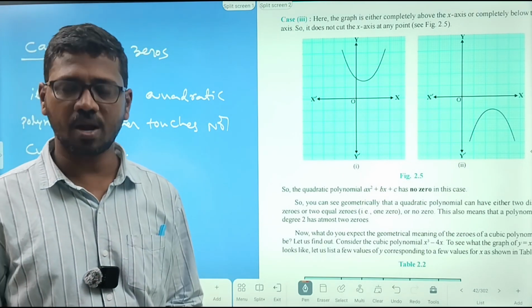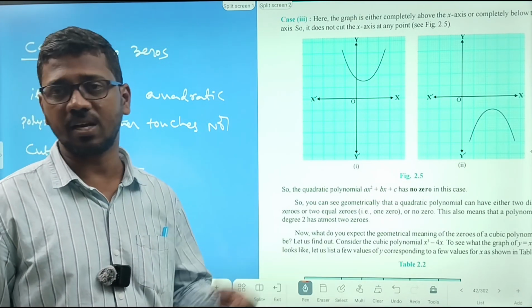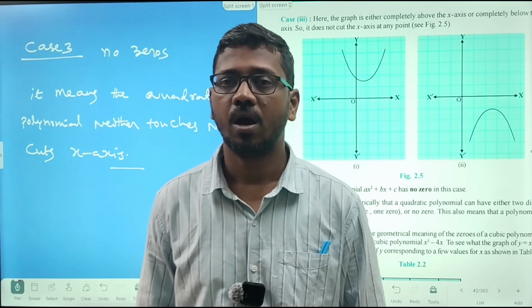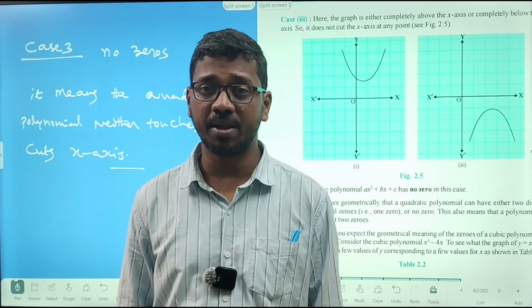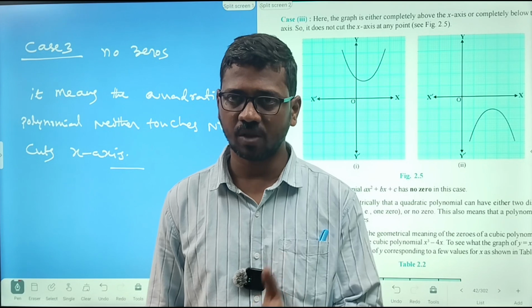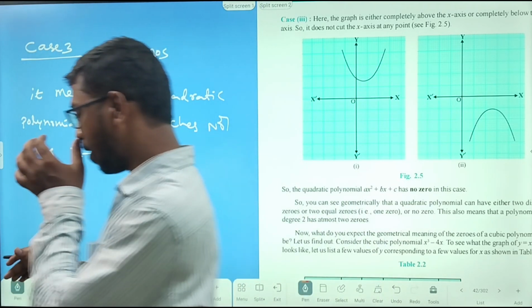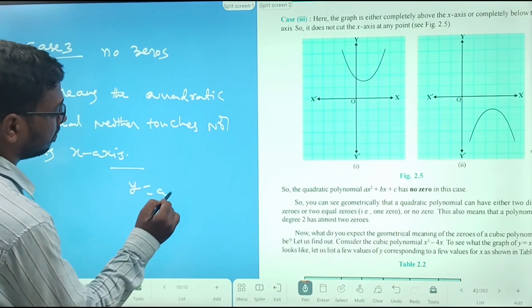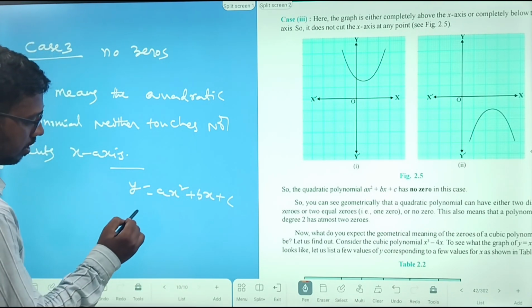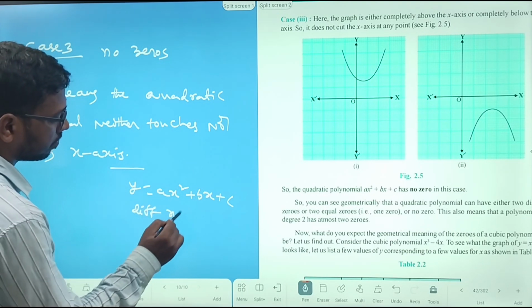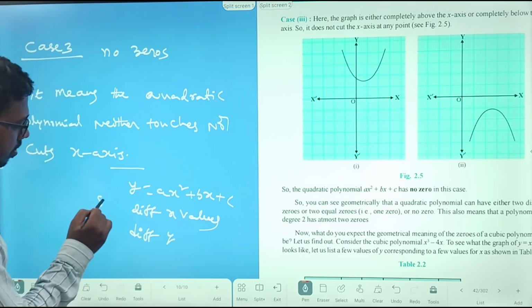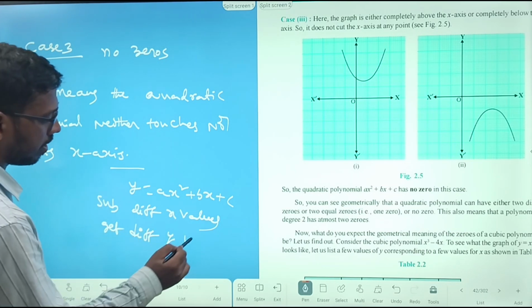Whenever we have a given quadratic polynomial, if you go for its geometrical representation, how do we get the geometrical representation? Let me say one thing once again. You already learned this very well in your 8th class and 9th class. Now I am just repeating. Suppose y equal to ax square plus bx plus c is the given quadratic polynomial. You have to take different x values and substitute here to get different y values.